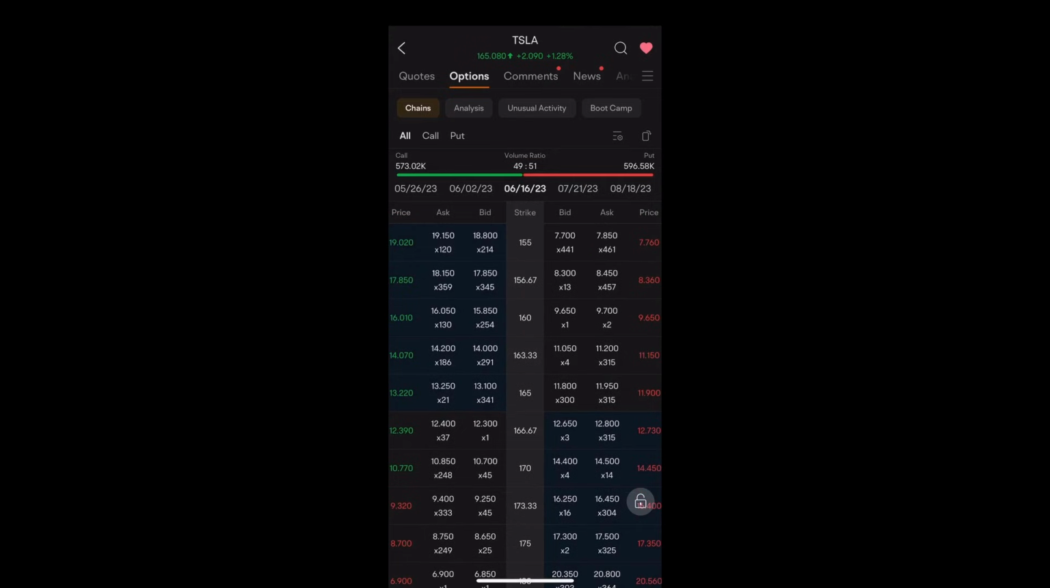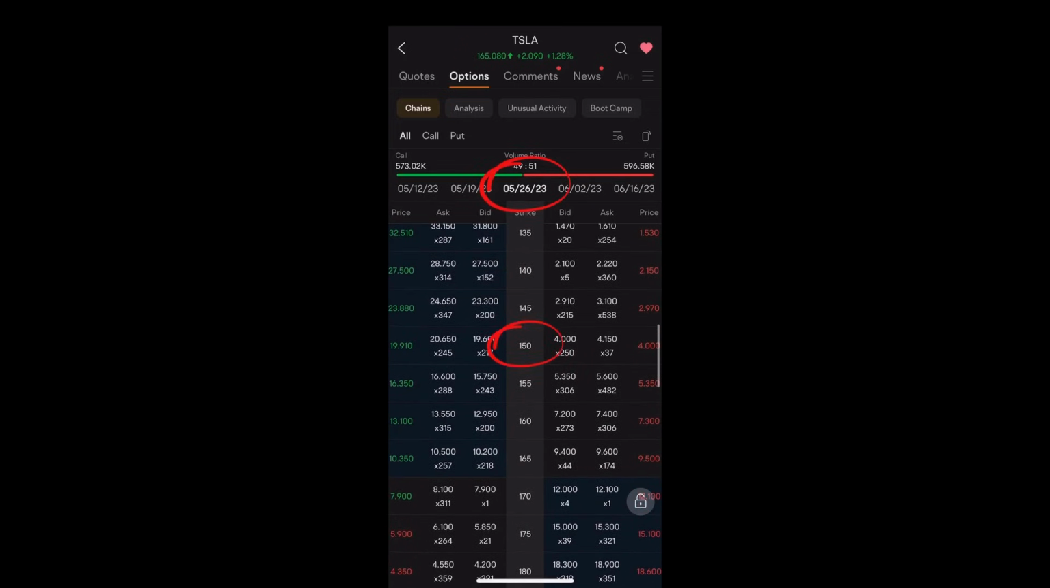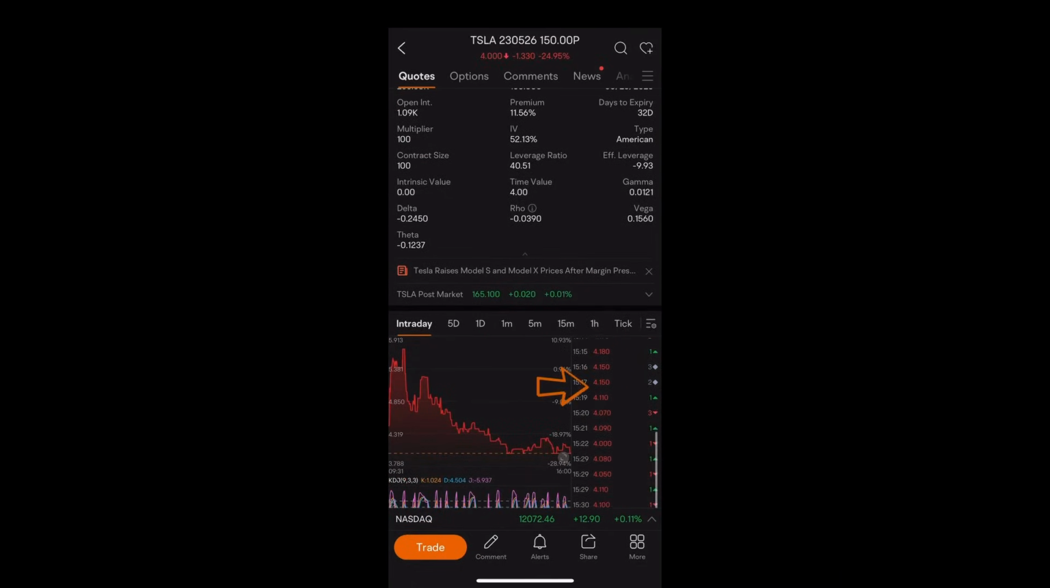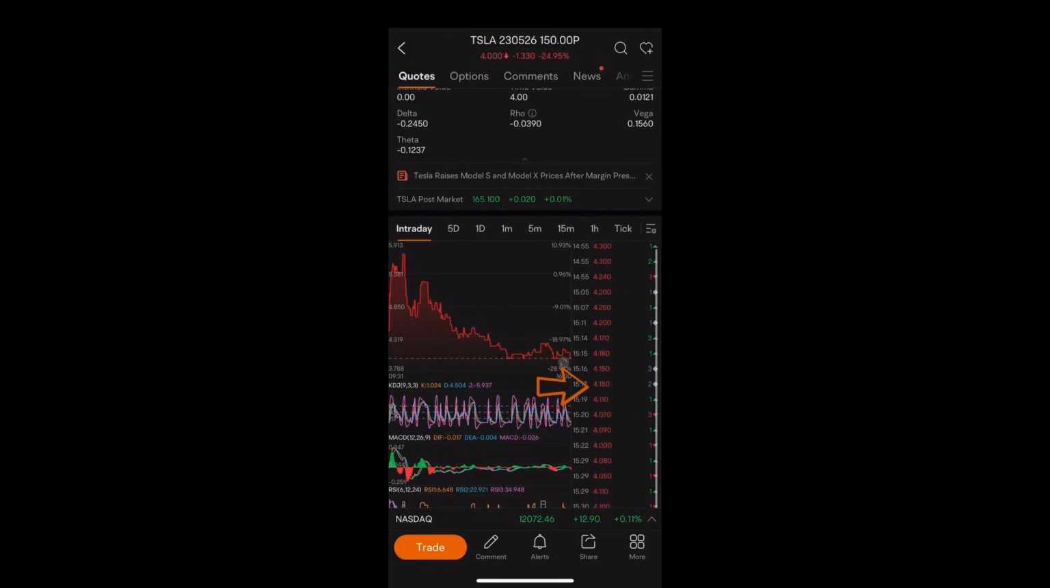Okay, let's dive deeper into this page. So let's say you would like to trade a Tesla put option of $150 strike price with the expiration date of 26 May. All you need to do is to click on this option. It will bring you to another page. The big figure at the top shows the last transacted price. And when you scroll down, you will be able to see the transacted prices or premiums for the day.